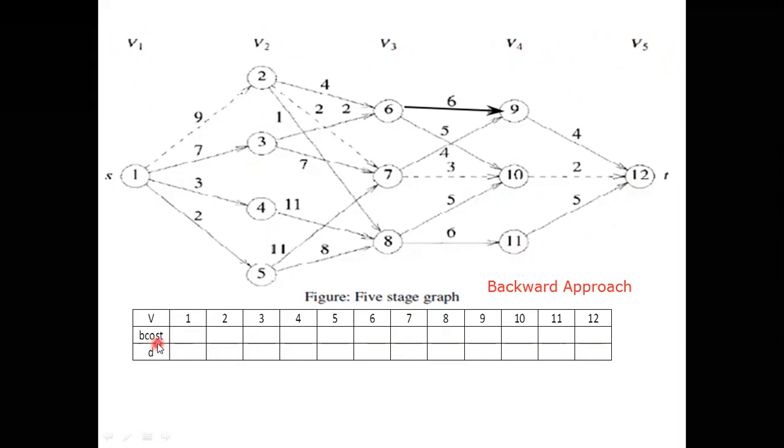What is B cost? Previously in the forward approach we wrote cost. Now I have written B cost. Why B? B shows backward. What is D? I already explained in the previous video for the forward approach, and here the D value is different. What is the meaning of D in the forward approach? To which vertex it is going. But here it is from which vertex it is coming. Do not confuse while solving the problem. You will understand clearly. Now I will explain the backward approach.